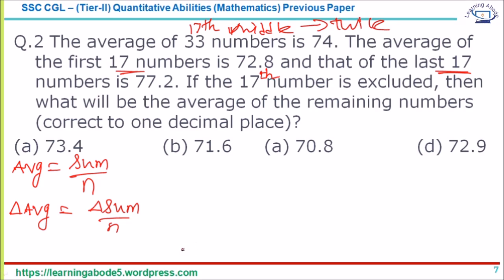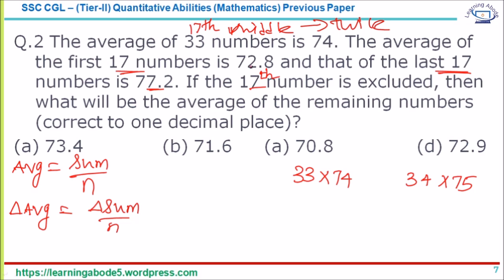Okay, you are adding the middle number twice. So we can say that now you have 33 numbers whose average is 74, and you have 34 numbers, that is, when you add the first 17 and the last 17, you have 34 numbers whose average is 75. Now from where did I get the 75?